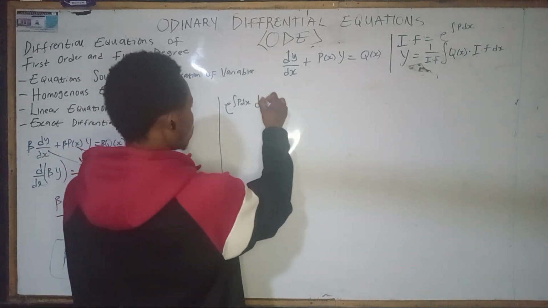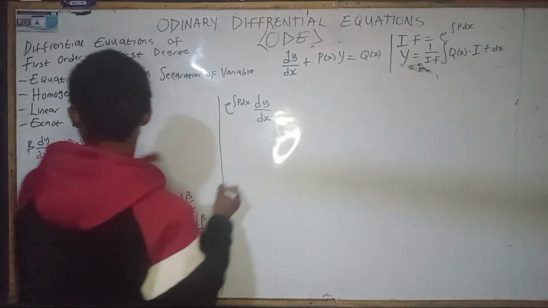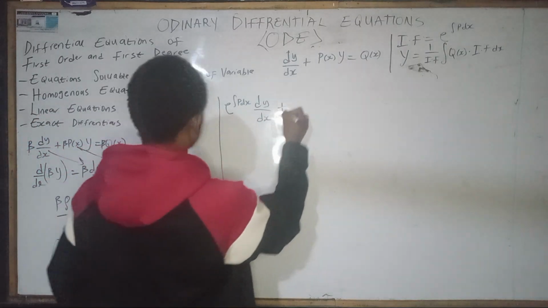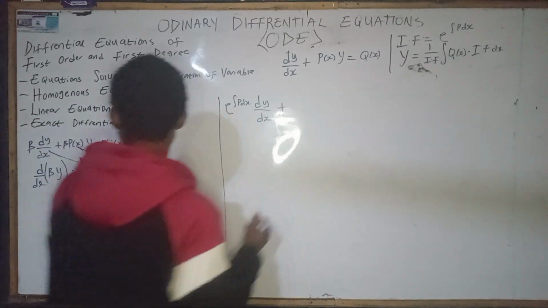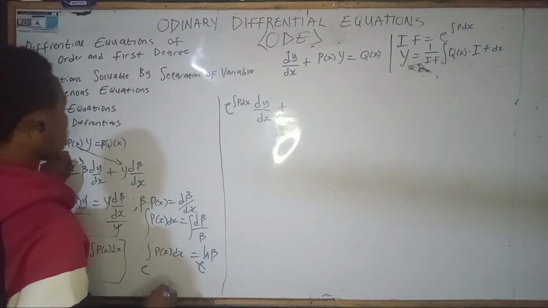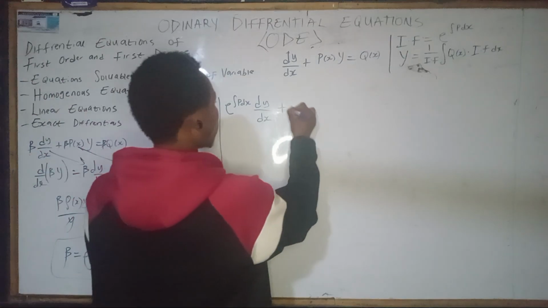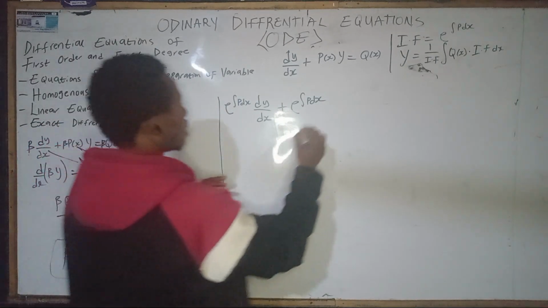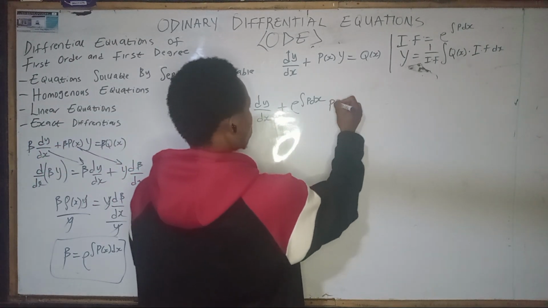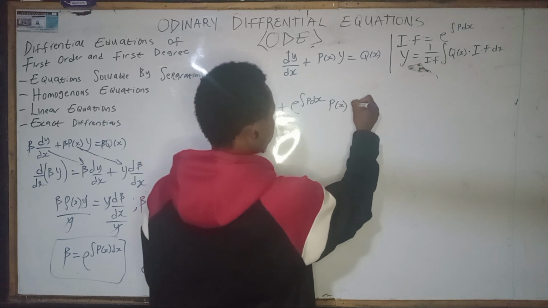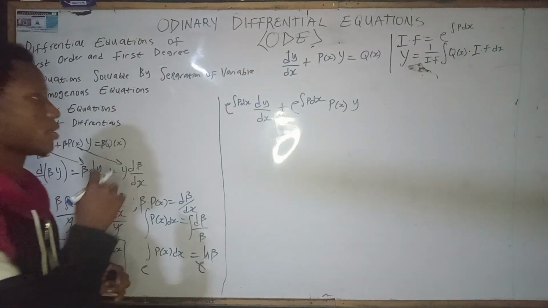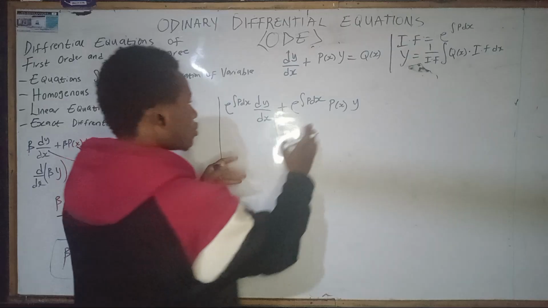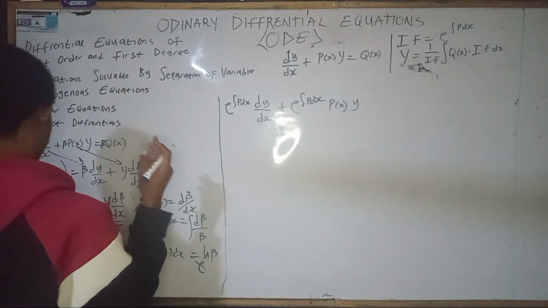times dy dx, and then we have plus our beta here, that is e raised to the power of the integration of p dx, and we have our p of x here, and we also have our y. So now that is this for this.